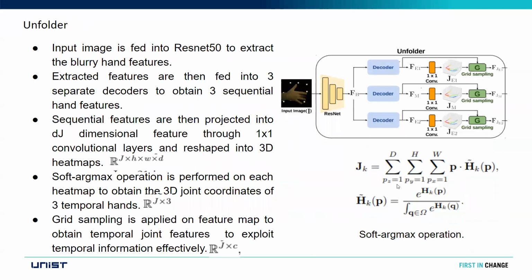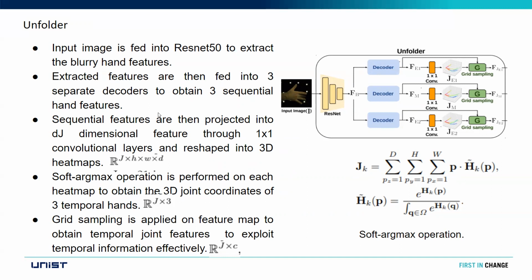So first of all, the Unfolder. In the Unfolder, the input image is fed into a ResNet-50 pre-trained on ImageNet to extract the blur hand features. And then the extracted features are fed into 3 separate decoders to produce 3 sequential hand features.